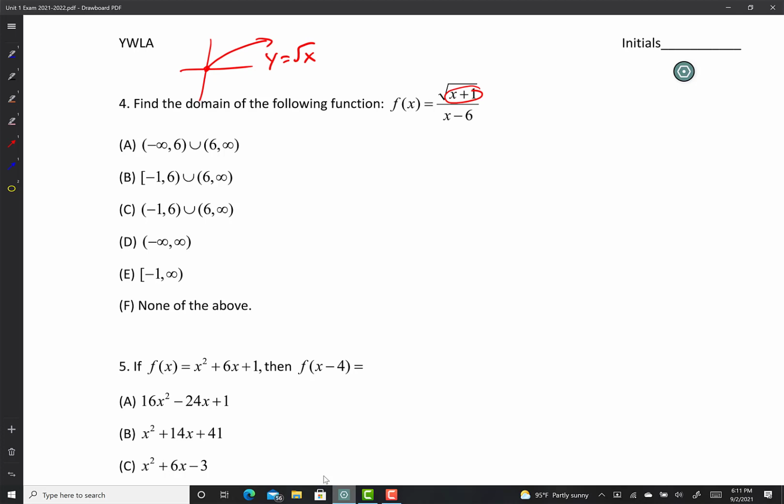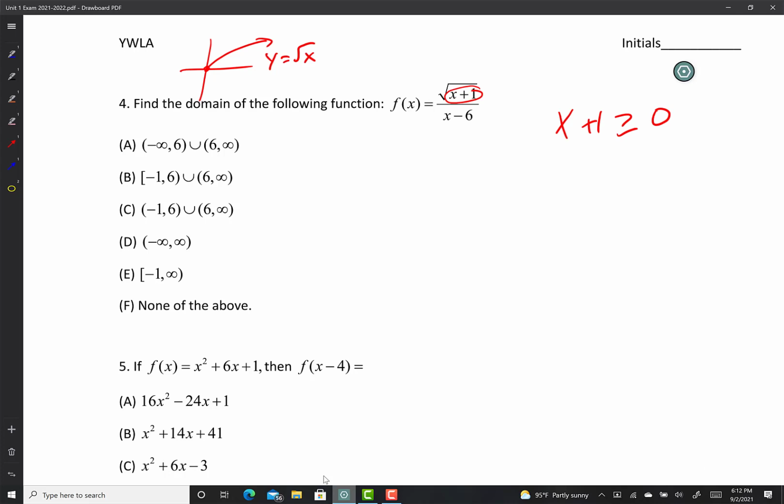itself cannot be smaller than 0 because you can't have a negative number inside the square root. I mean, you can, but that negative number is going to be imaginary. And we're not in the complex plane. We're not talking about poles or anything like that. So what we're going to do, guys, you set the expression x plus 1 greater than or equal to 0.